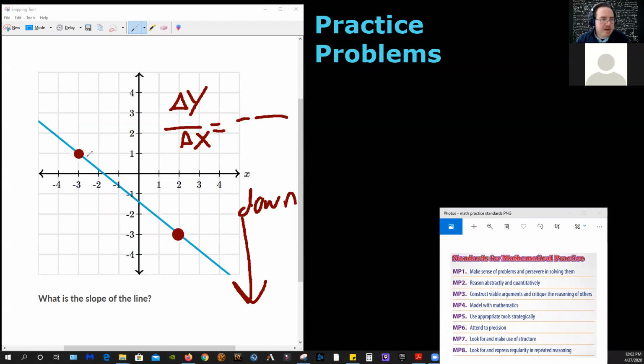Okay, so let's just count. How many down does it go? It goes down 1 unit, 2 units, 3 units, 4 units. So it looks like it goes down 4 and over 1, 2, 3, 4, and it goes over 5. So it'd be negative 4/5. It goes down 4 and right 5, and it can be just that simple.